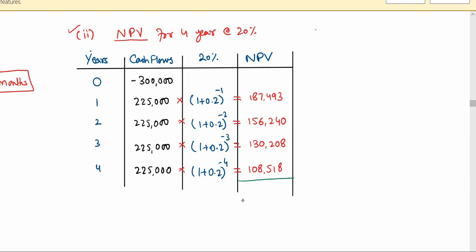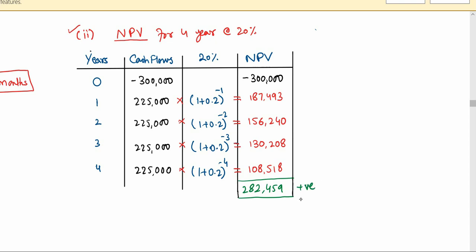So here will be the net present value. Oh, sorry, I forgot to write minus 300,000 here. Okay, now let's add and subtract, and tell me the final answer. 282,459. So this is the positive net present value.